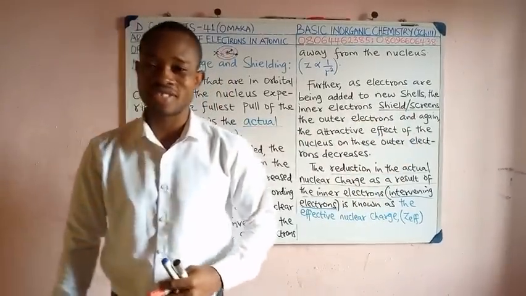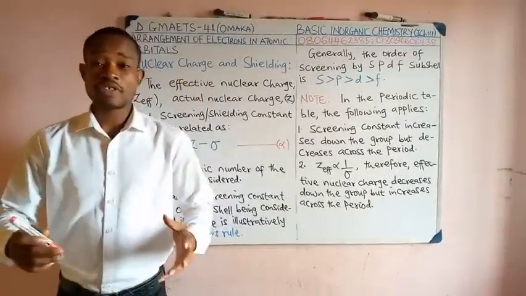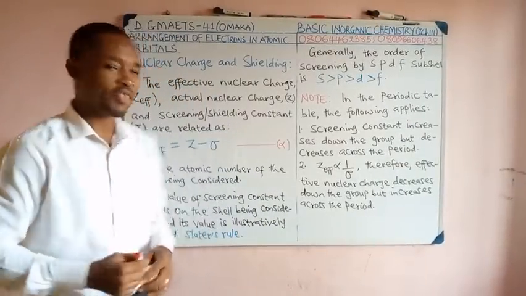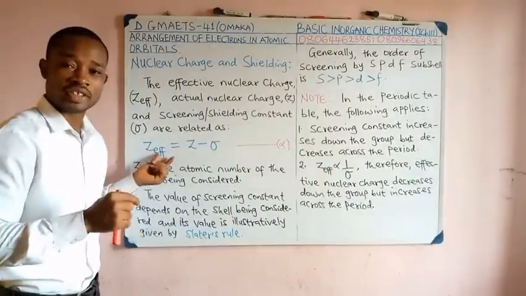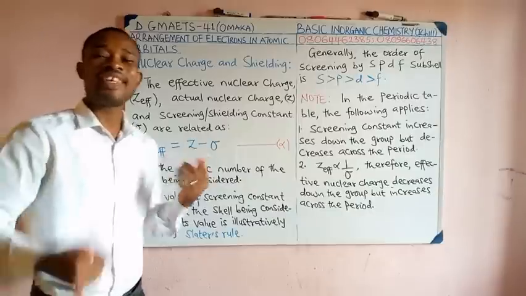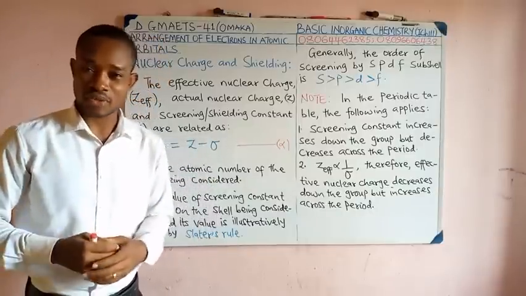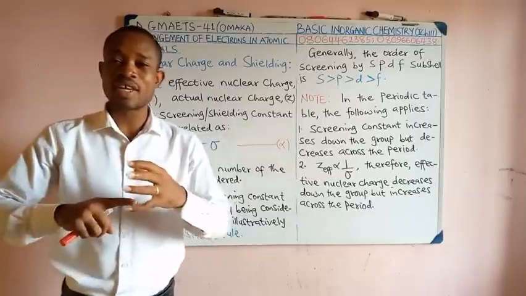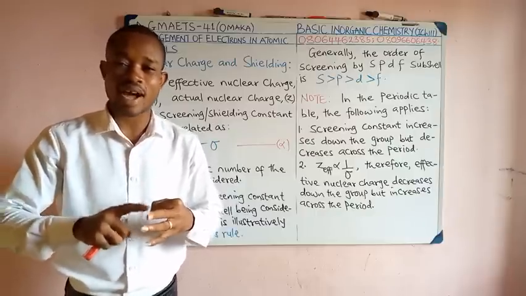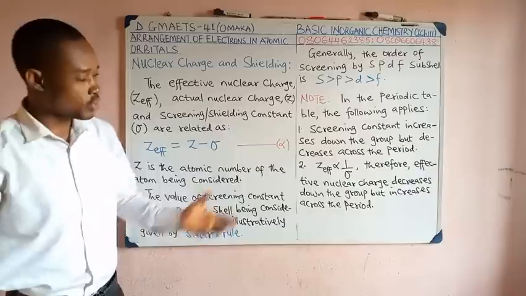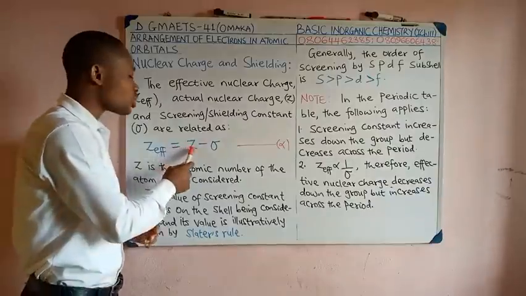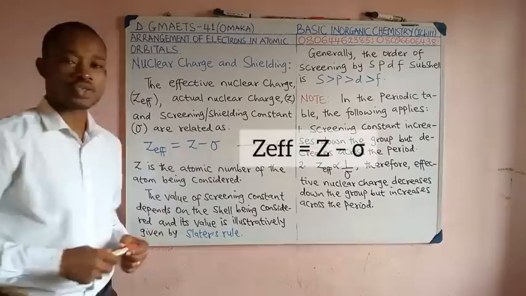In a previous video, we explained the concept of the effective nuclear charge, and we stated that the effective nuclear charge Z effective is the reduction in the actual nuclear charge as a result of what? The inner electrons, the intervening electrons. Now, what is the relationship between the effective nuclear charge, the actual nuclear charge, and a constant known as the screening constant? Of course, equation alpha here gives us the relationship. The effective nuclear charge is equal to the actual nuclear charge minus the screening constant.